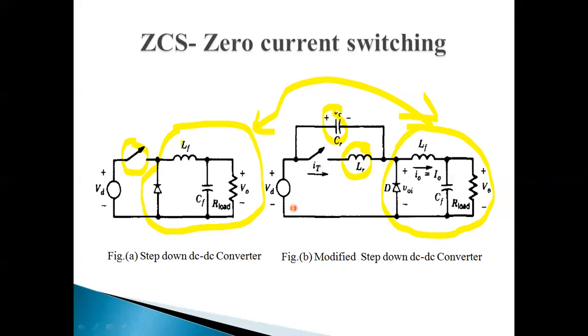So whenever you draw the circuit, you have to remember first the step down circuit, or buck converter circuit. First of all, you can draw the circuit, and after that just remember that you have to draw the inductor in series with the switch and the capacitor across the inductor and the switch. Okay, so you will get this modified step down DC to DC converter, or zero current switching circuit.